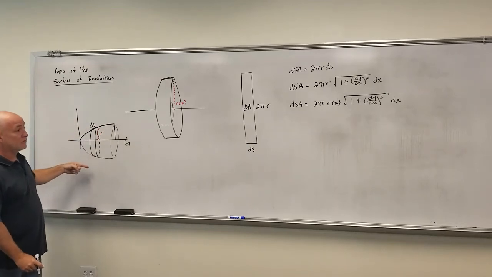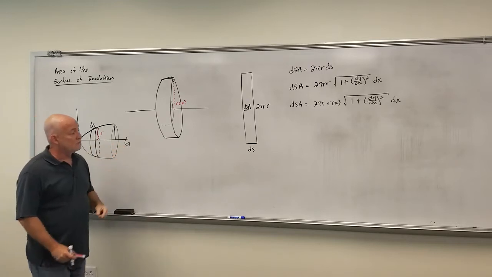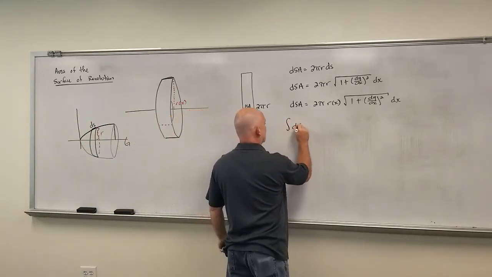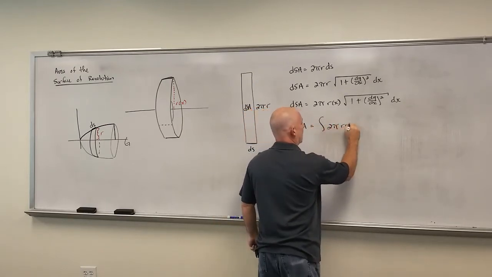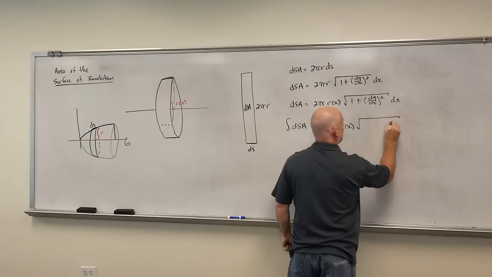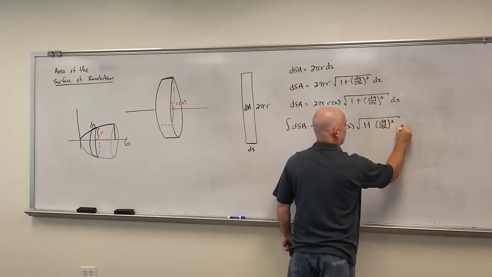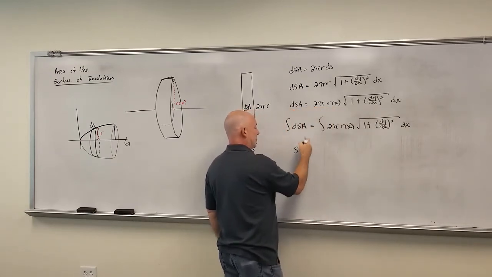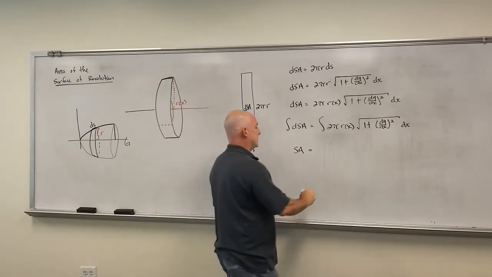If I want the entire surface area, all I've got to do is add this up. And since I defined everything in terms of x's, I've got to add them up in the x direction. So we're going to integrate: integral of 2 pi r of x times the square root of 1 plus dy/dx squared dx. So of course we integrate dS, A, we get SA. On this side, 2 pi is a constant, I can pull that out.